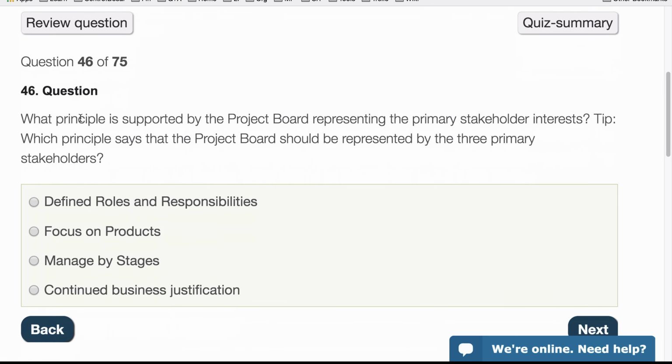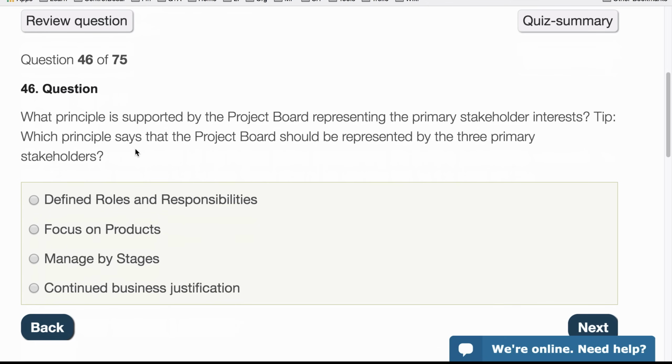Next question. What principle is supported by the project manager representing the stakeholder interests? So tip, which principle says that the project board should be represented by the three primary stakeholders? Well, we need a principle that's more focused on responsibilities, and that's the first one here.